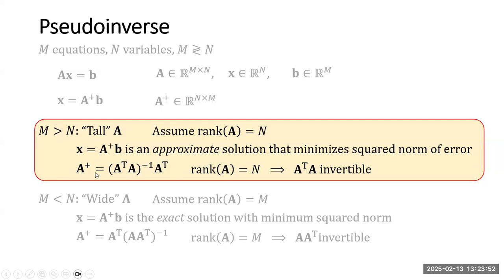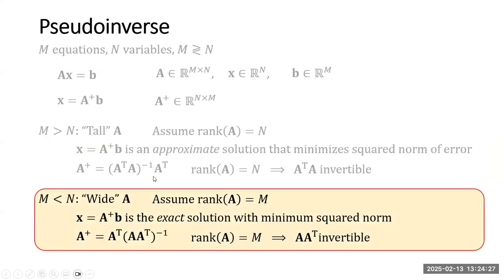And the pseudo-inverse is given by this expression, and you can immediately see why A transpose A is invertible. I'll show you graphically. And rank of A is n. Rank of A cannot exceed the lower of the two dimensions. If it's a 100 by 10 matrix, then rank of A cannot be more than 10, although we have 100 rows in A.